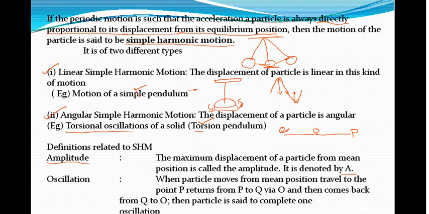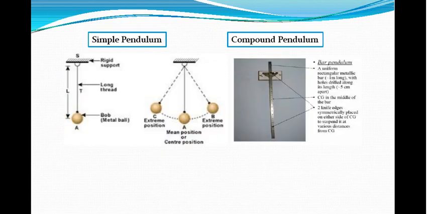So starting from here and reaching again this point, so that is one oscillation. So that's what mentioned here. So let us move on to the next slide. So this is a diagram for simple pendulum. Here you can see this is mean position and extreme position. This is the left hand side extreme position, right? Now this is the compound pendulum. Okay, so all these comes under the simple harmonic motion.